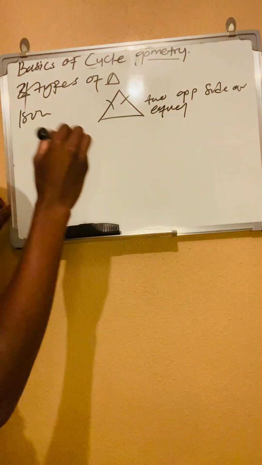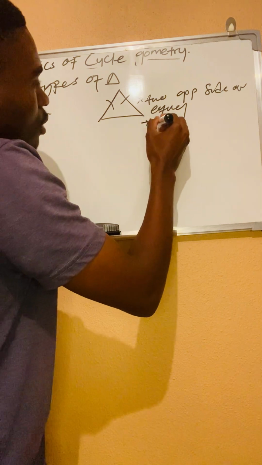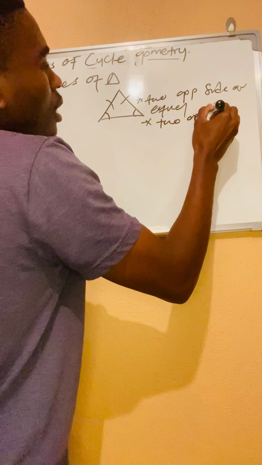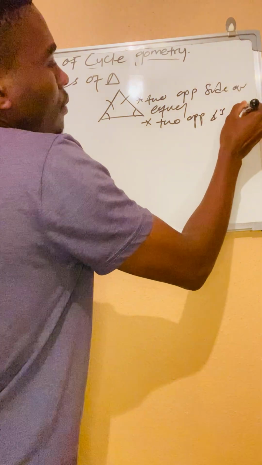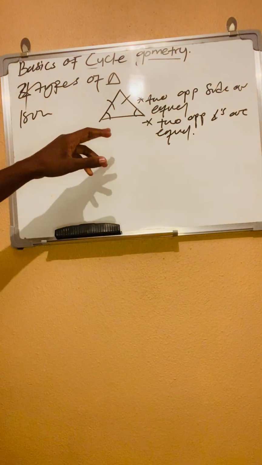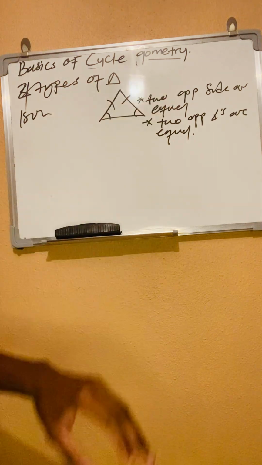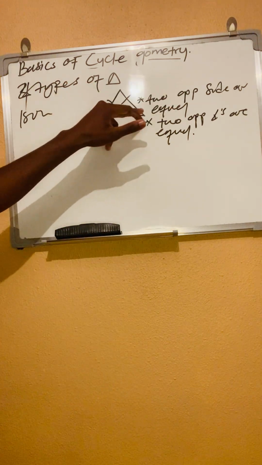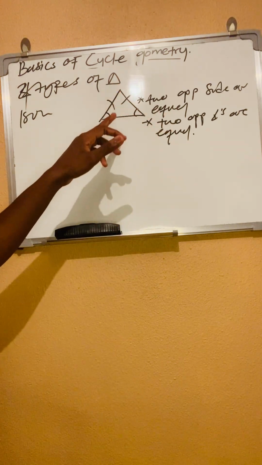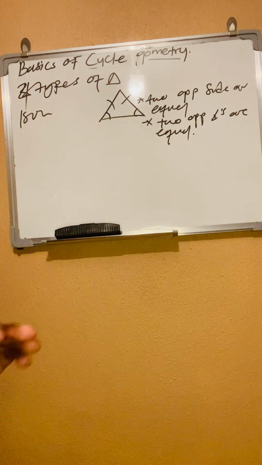What about the angles? Two opposite sides are equal, and these two opposite angles are equal. So this triangle has two opposite sides that are equal and two opposite angles that are equal. So these two angles are only equal if these two sides are equal, and also these two sides are equal only if these two angles are equal.